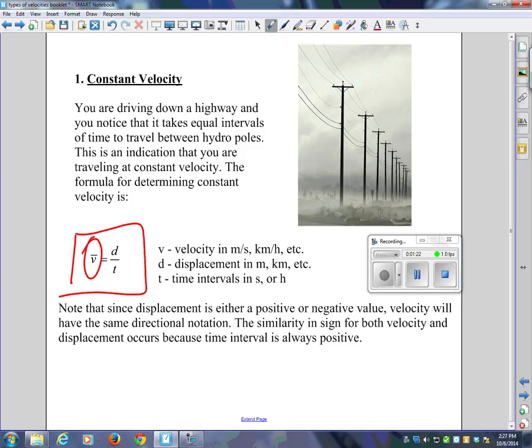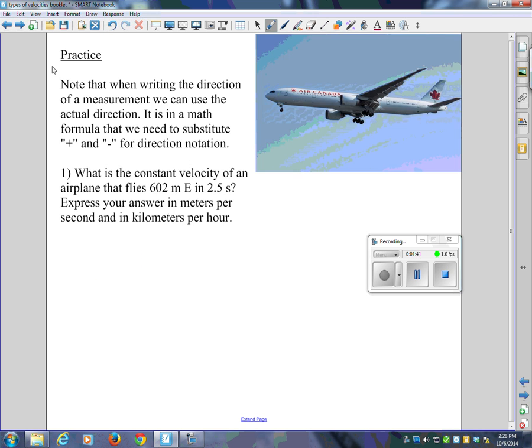Note that since displacement is either positive or negative, velocity will have the same directional notation. The similarity in sign for both velocity and displacement occurs because time interval is always positive. I.e., in English, to the right is positive for both displacement and velocity. To the left is negative, right? Just a refresher. Let's start by doing a practice one.